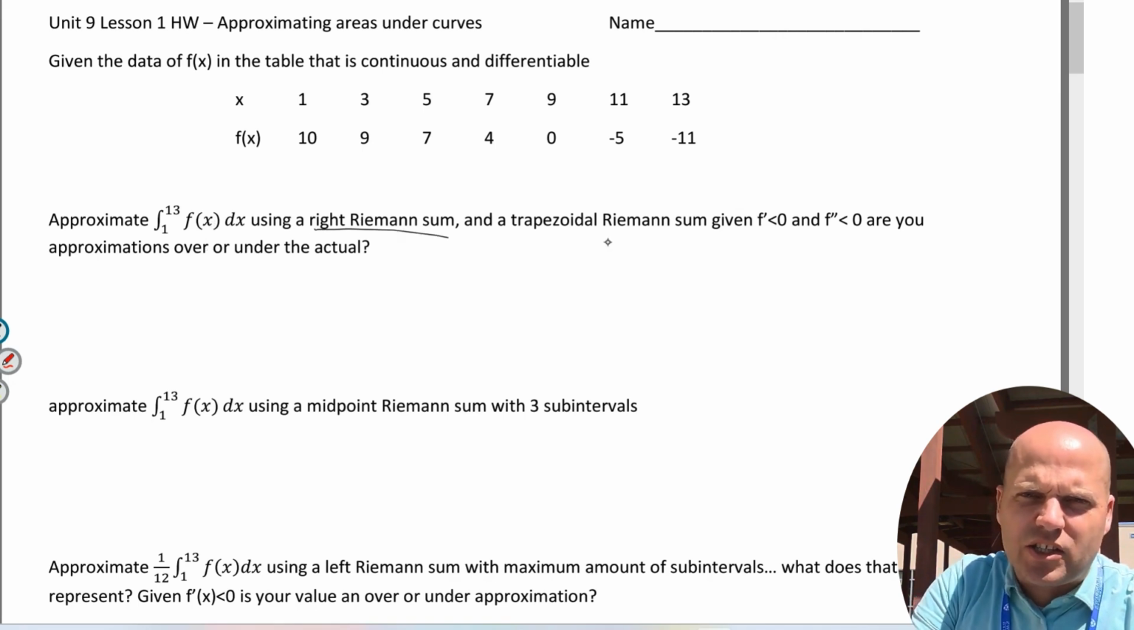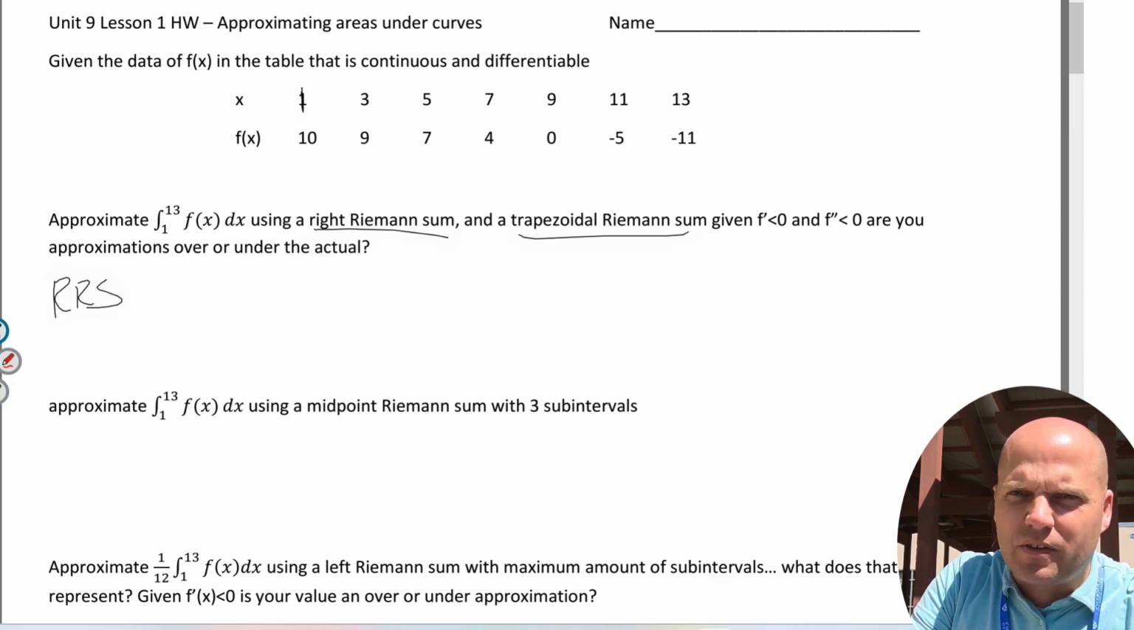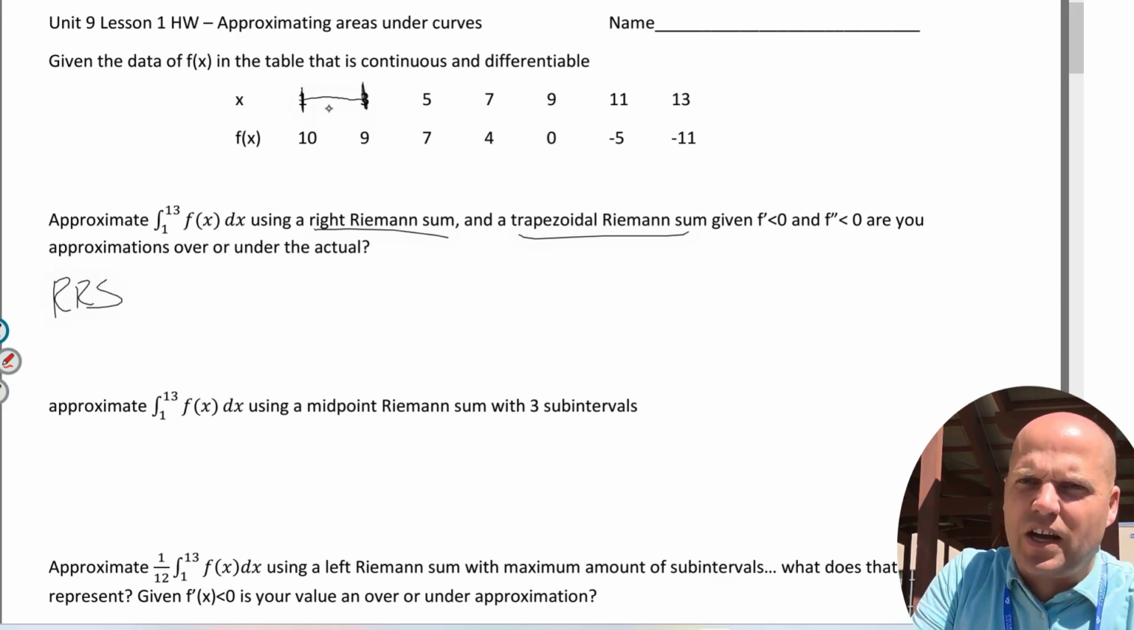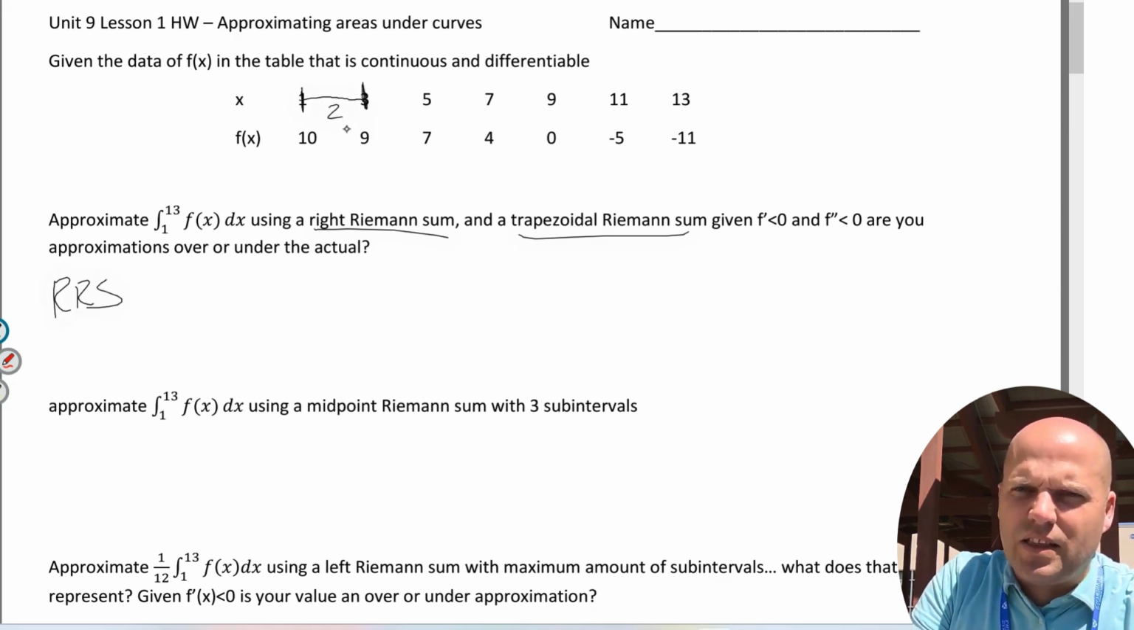Okay, we want a right Riemann sum and a trapezoidal Riemann sum. I'm going to use the right Riemann sum. We are going to use as many subintervals as we can, unless otherwise specified. The key is to do the base, and then a right Riemann sum uses the height on the right. The right Riemann sum uses rectangles, and rectangle areas are base times height.